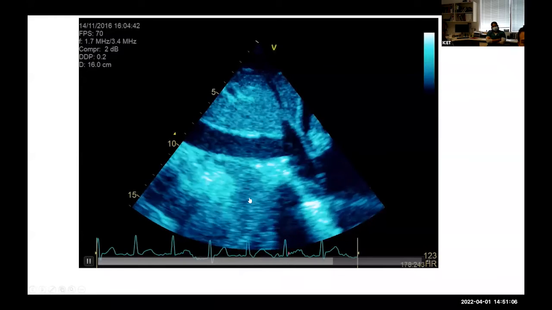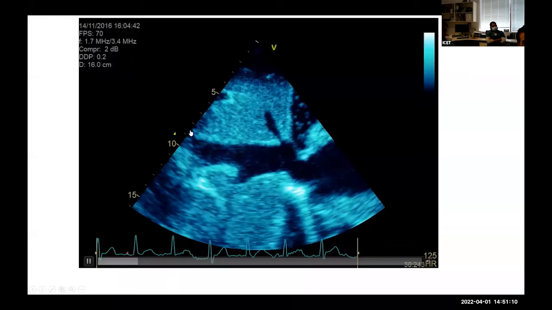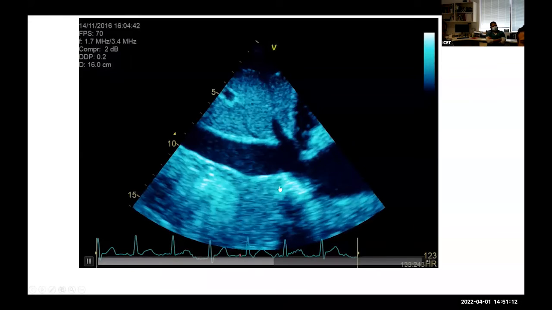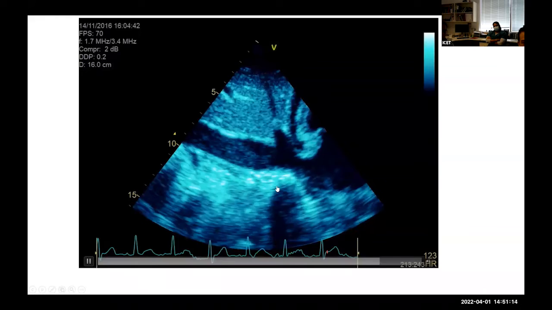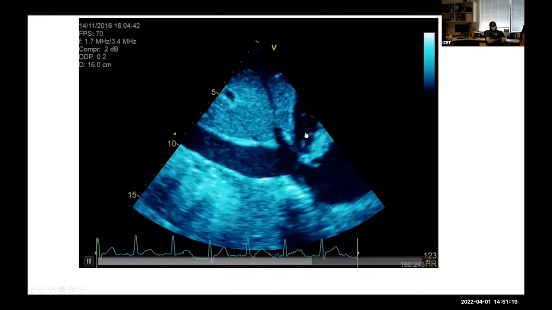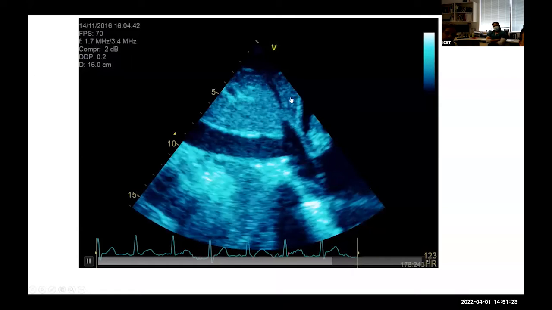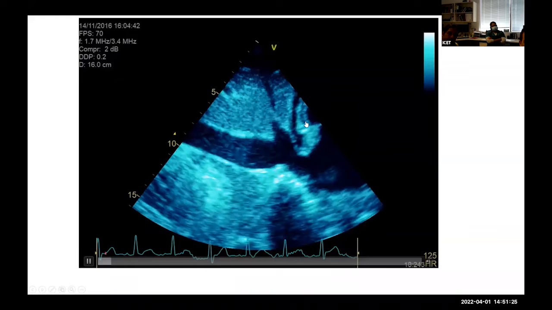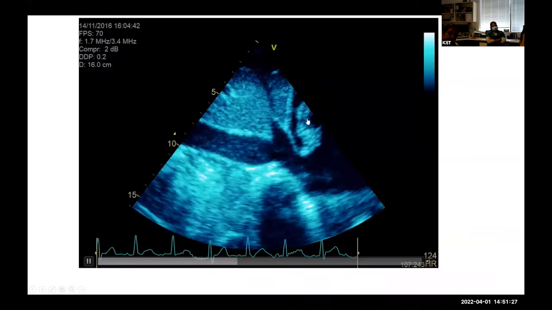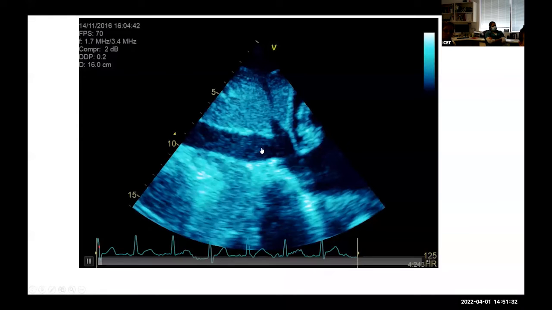Final shot is the IVC, that is approximately 2 centimeters with variation of less than 50% on inspiration, let's say. And again, here I can see nicely the pericardial effusion. I can't see any ascites. The RA is likely collapsing, and I believe that what could be considered as particulate matter within the IVC is probably just echo artifact.